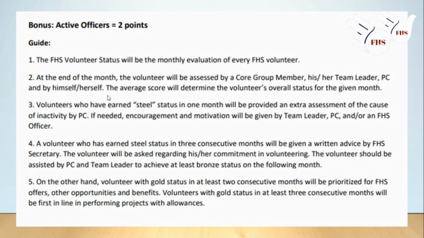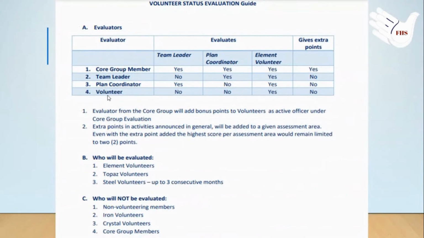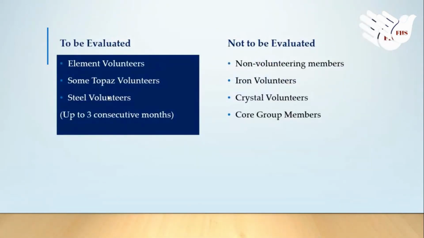All right, on the other hand, those with gold status in at least 2 consecutive months will be prioritized for other FHS opportunities and benefits. And those who get 3 consecutive months with gold status will be first in line in performing projects with allowances. All right. So this I will explain to you in each of the slides to be presented.